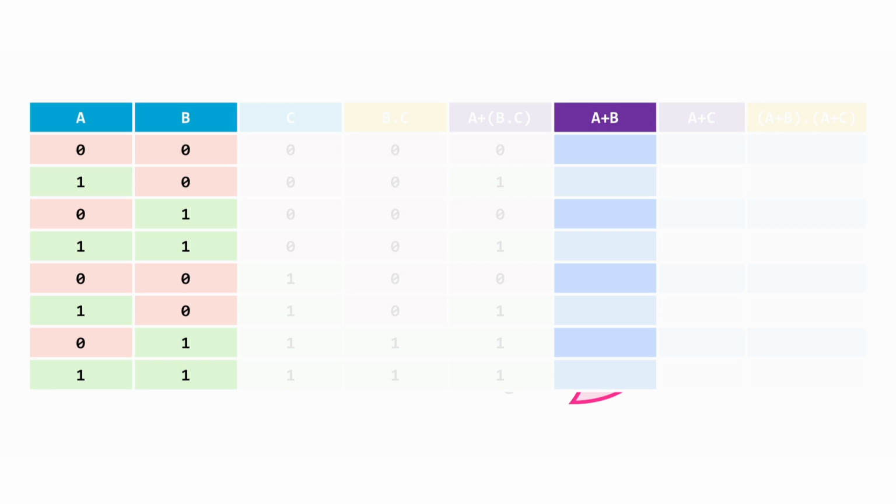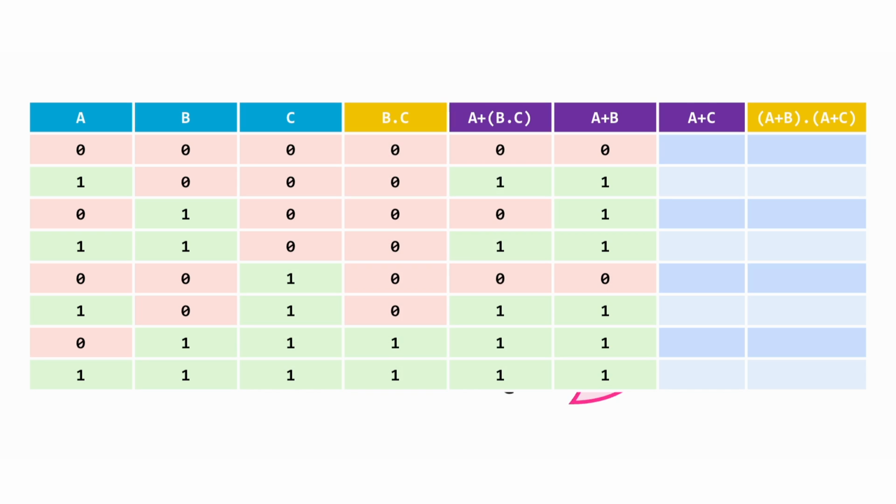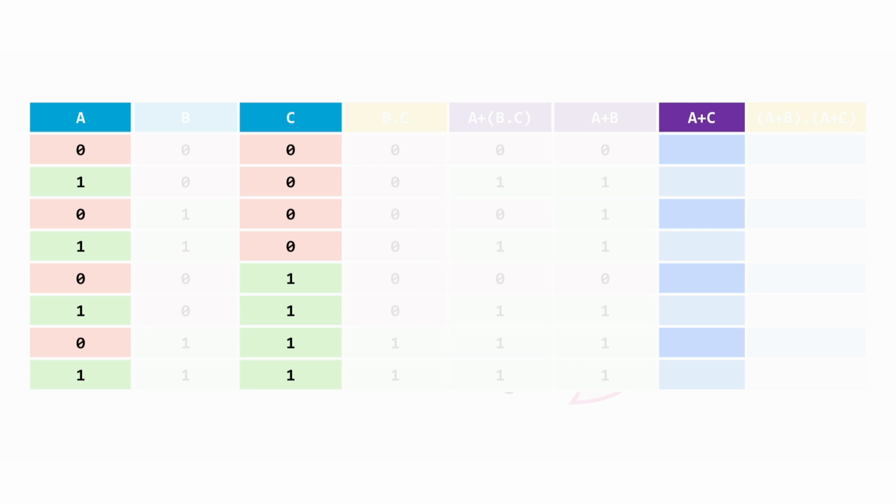A or B next. We're looking for either of these columns to contain a 1 to get a 1. Not so for the first row, 2 zeros. But a bit of luck here, so 1, then again, and again. Back to a 0 for this one, but then we get a 1, 1, and a 1. Fantastic. A or C. Again, either value should be a 1 to get a 1. We're starting with 0, then 1, 0, 1, then 1s all the way to the bottom.